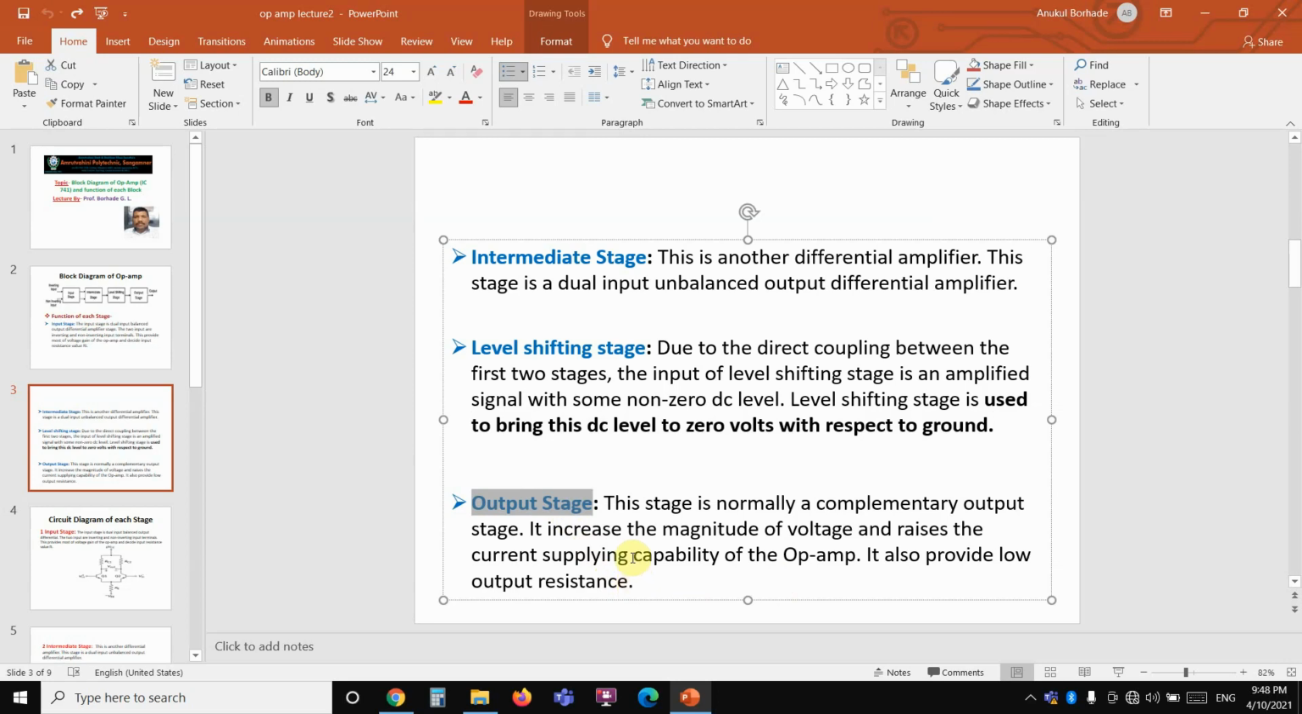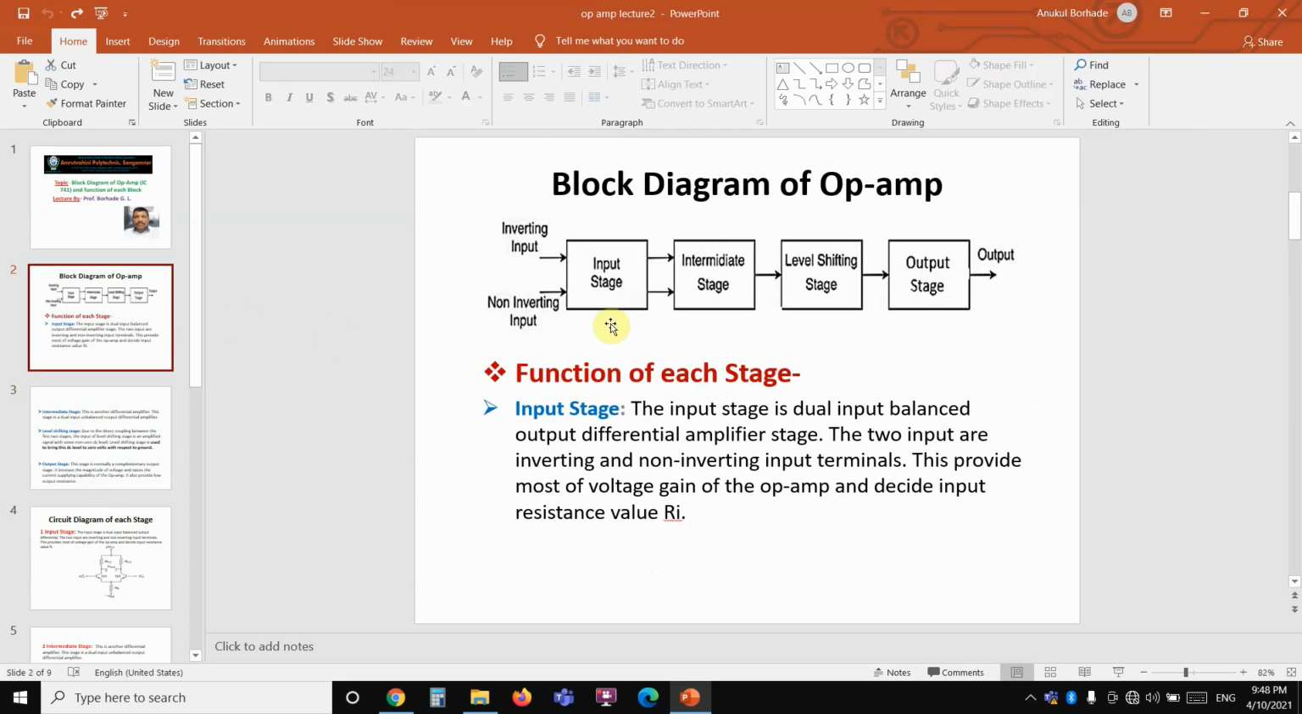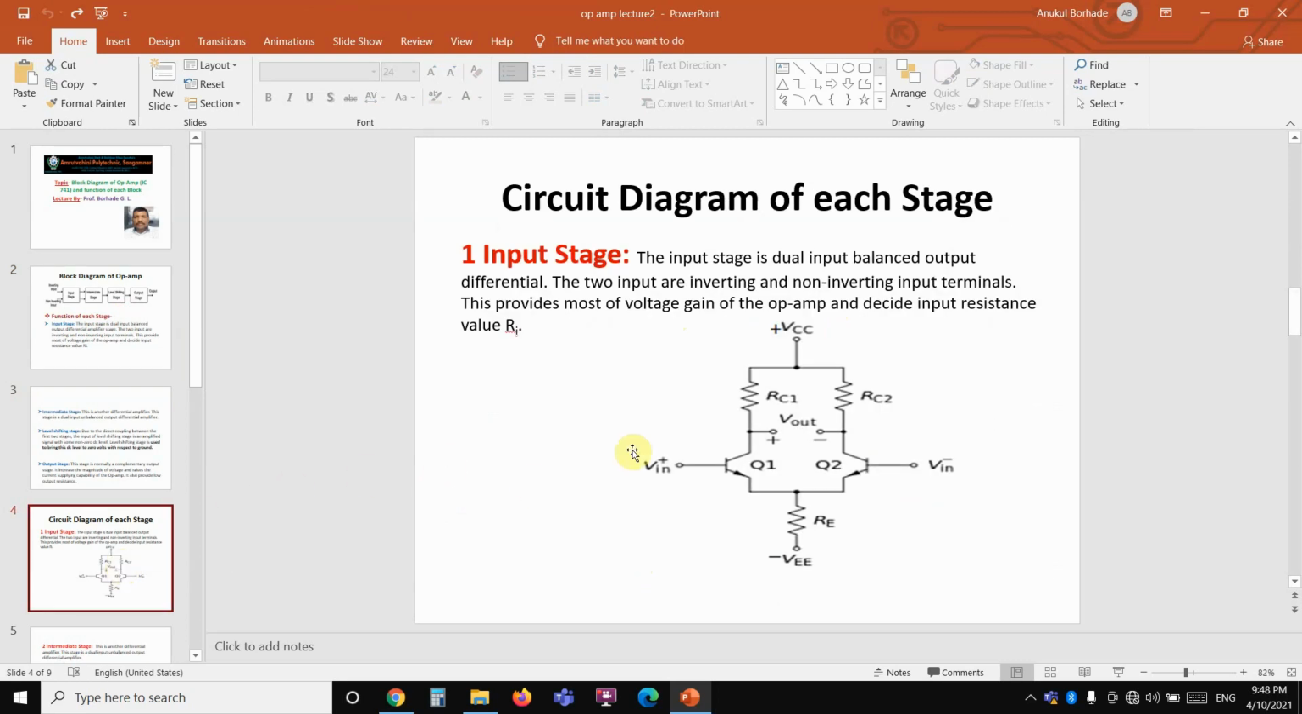Okay, this is the function of the different stages of the op amp. Then the next part is the circuit diagram of each stage. How this input stage, intermediate stage, level shifting stage and the output stage work.